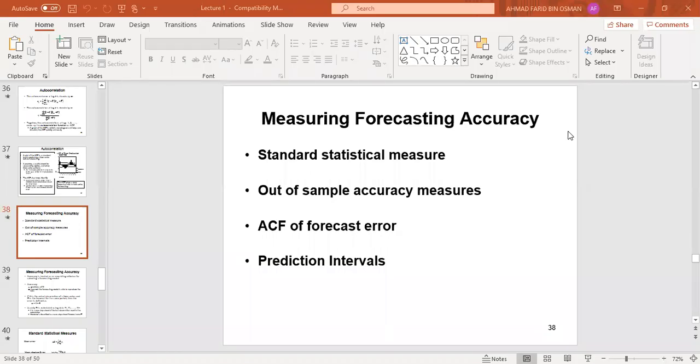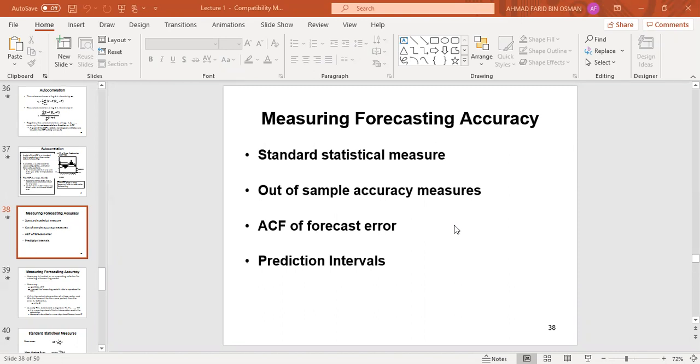All right. So since our main goal is to produce forecast, it is important for you to know how to evaluate forecast accuracy. There are a number of standard statistical measures that we can use to evaluate forecast accuracy. It can be done in sample as well as out of sample. We can use the same standard statistical measures for in sample as well as out of sample, in order to measure the forecast accuracy.